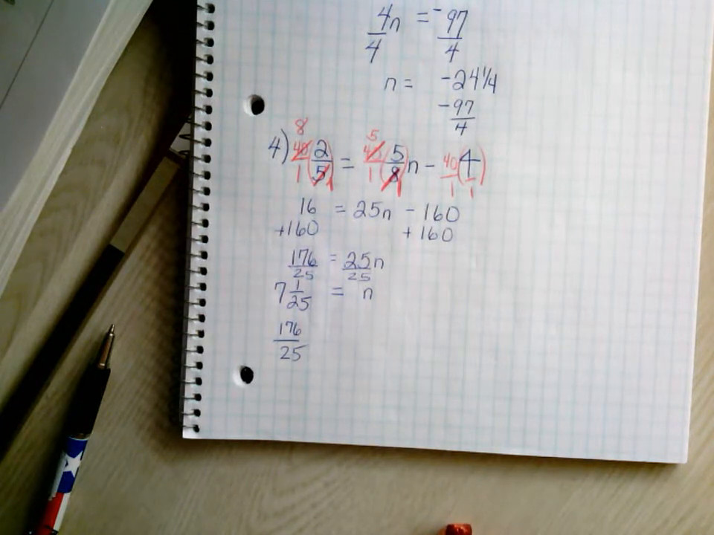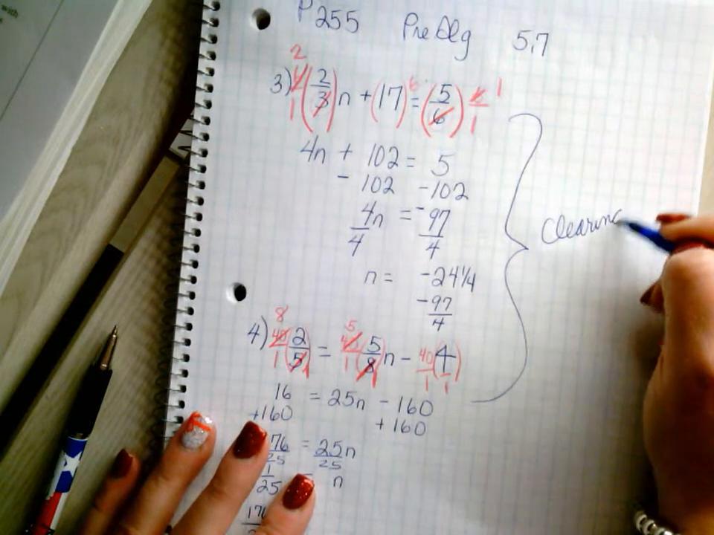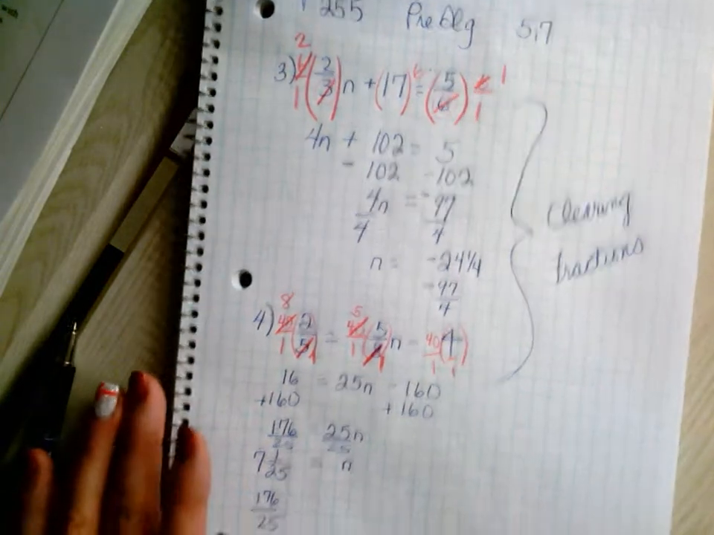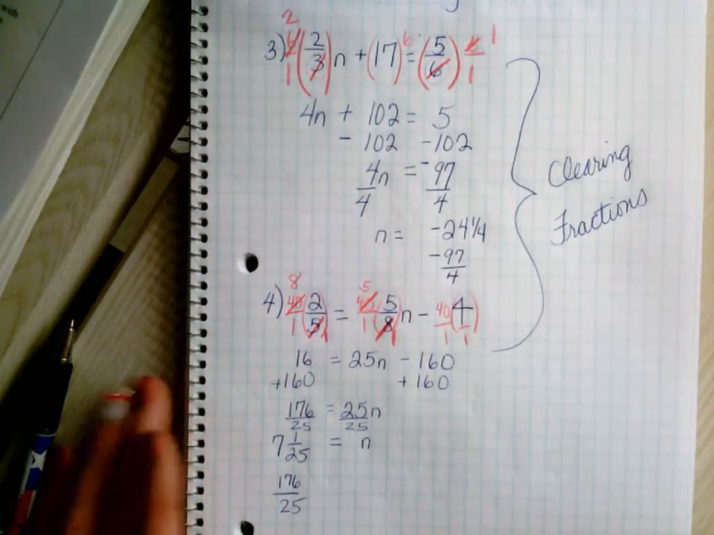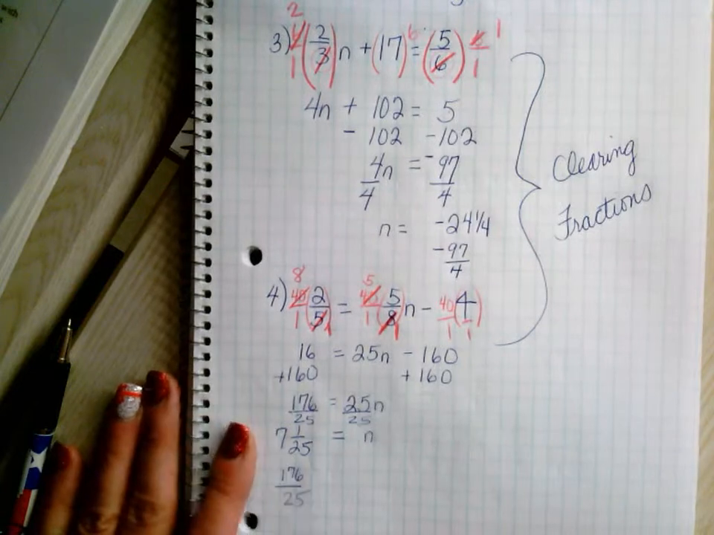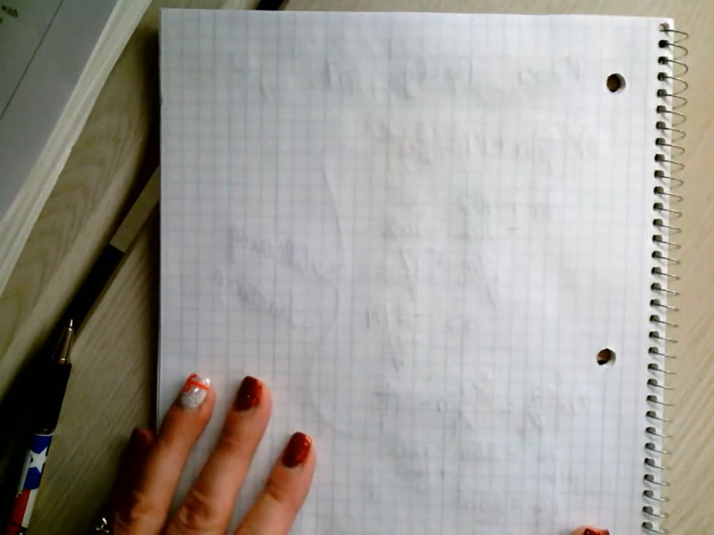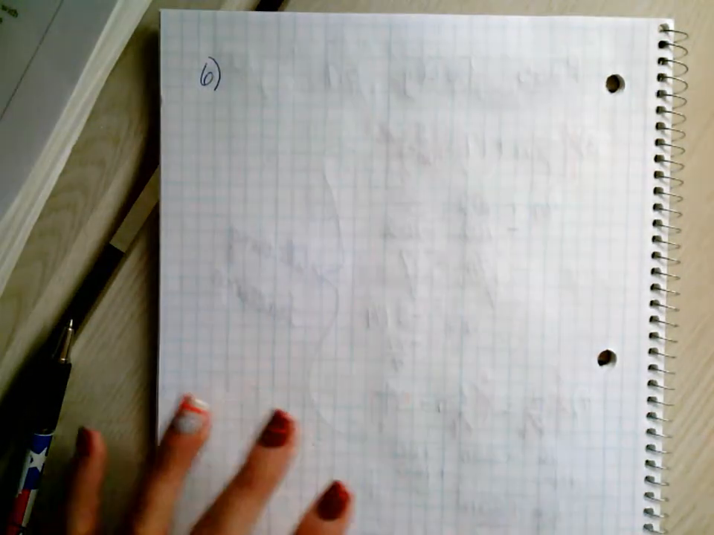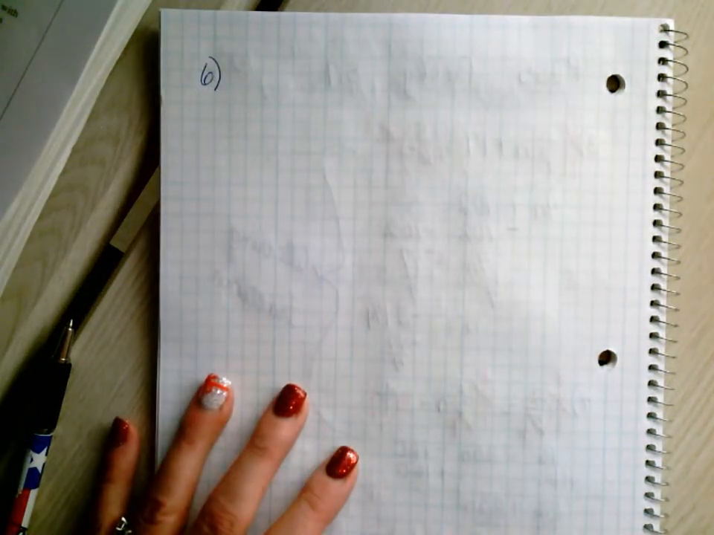Let's go ahead and then move on to number 6, because number 5 is the same thing all over again. Let's just move on to number 6, where we deal with the decimals. This was clearing fractions by renaming everything, by multiplying by the lowest common denominator. The next couple are going to be decimals. By the way, the answer to number 5 was 3.